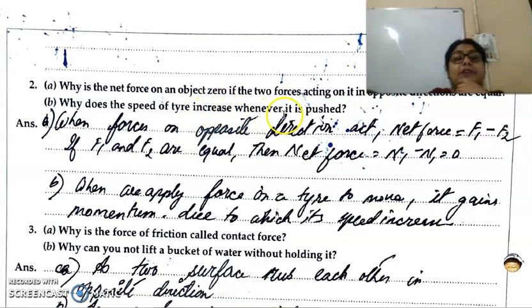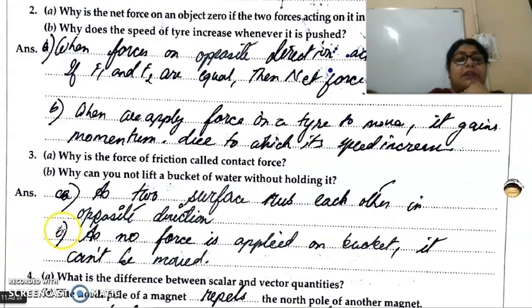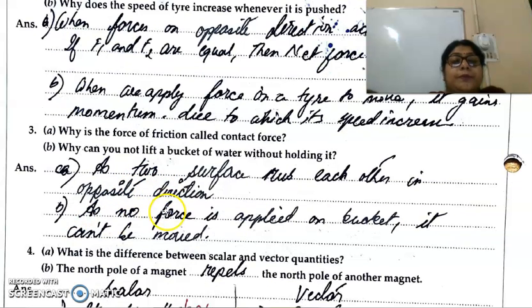Why does the speed of a tire increase whenever it is pushed? When we apply force on a tire to move, it gains momentum, due to which its speed will increase. Then why is the force of friction called a contact force? As two surfaces rub on each other, it acts in the opposite direction also, so we say that it is a contact force. Why can you not lift a bucket of water without holding it? If you don't apply any force on the bucket, it cannot be moved.